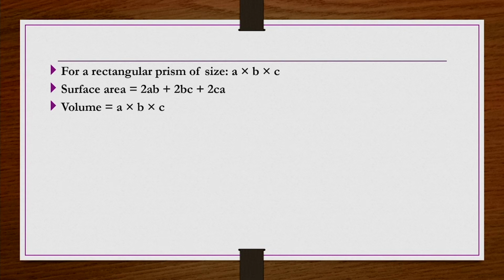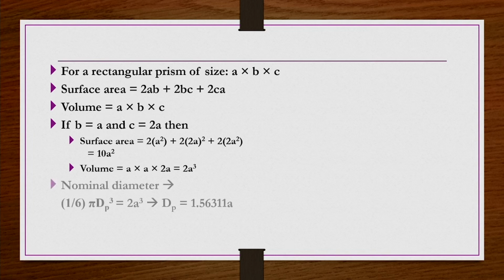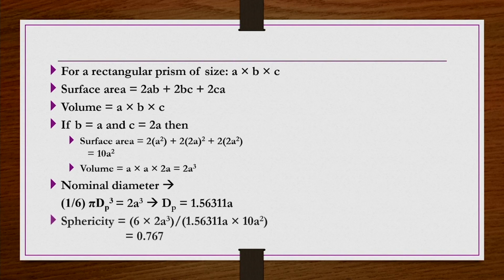Now, if you take B equal to A and C equal to 2A, then the surface area is going to be 10A square, and the volume is going to be 2A cube, right. Under these conditions, if you equate 2A cube to pi dp cube by 6, you get the nominal equivalent diameter of this particle as 1.56311 A. And then for sphericity, Vp is 2A cube, dp is 1.56311 A, and Sp is 10A square. When you substitute these, you get sphericity as 0.767.